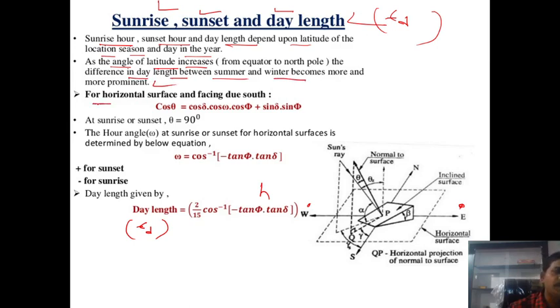Okay, if you consider this assumption for horizontal surface facing due to south, so what is the equation we know? Cos theta is equal to cos delta, cos omega, cos phi plus sin delta, sin phi. At a sunrise or sunset, जब बच्चों हमारे पास में सनराइज और सनसेट है, तब हमारे पास में एंगल ऑफ इंसिडेंस कितना रहता है, 90 डिग्री रहता है. थीटा बिकम्स 90 डिग्री. तो ये ऊपर की इक्वेशन में हमने अगर फार्मूले पुट किए तो हमको क्या मिलेगा, देखिए, the hour angle at sunrise and sunset for horizontal surface is determined by the below equation.